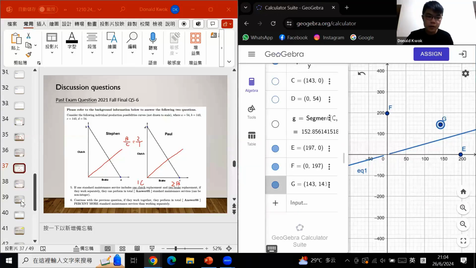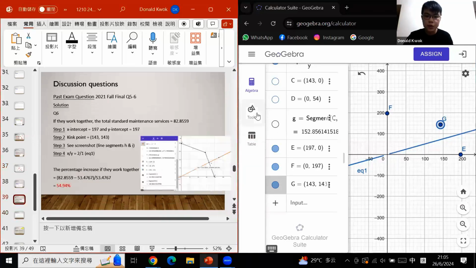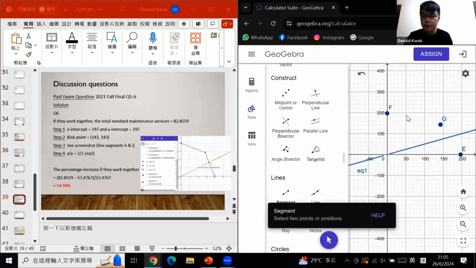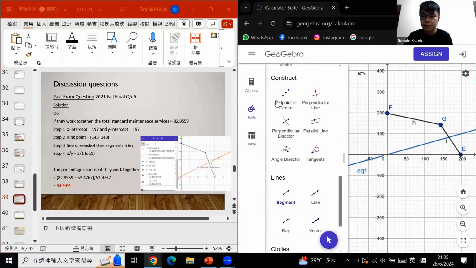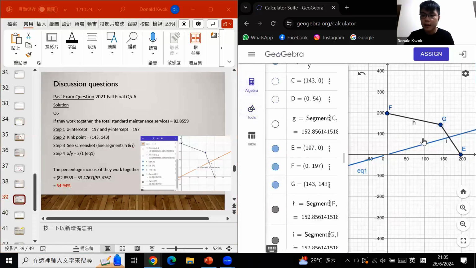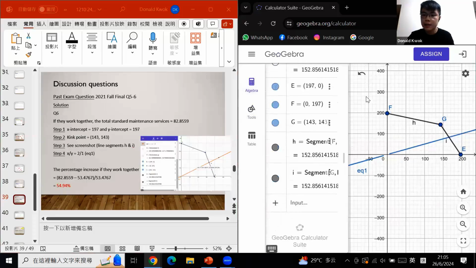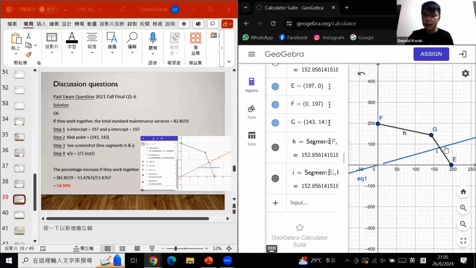Okay, step 3 is to use the segment function to connect the points here. Segment. And we have the PBC here. And finally, step 4 is to draw the desired ratio x over y equals 2, which is the blue line here. Then the intersection between the PBC and the blue line will give us the total number of standard maintenance services that they can perform if they work together, which is 82.86.